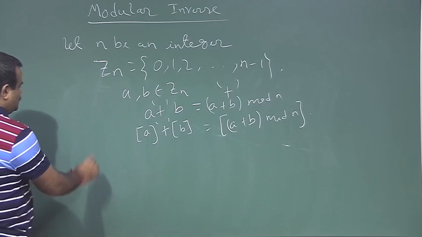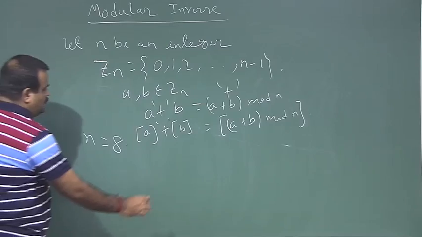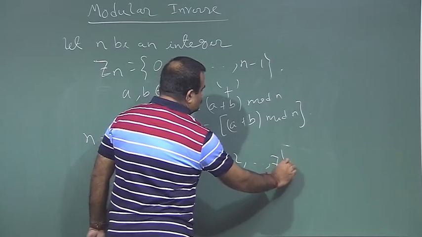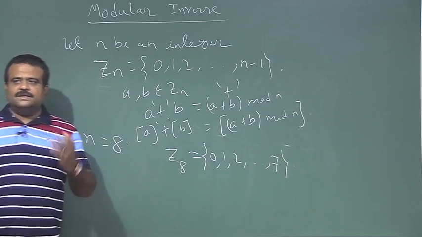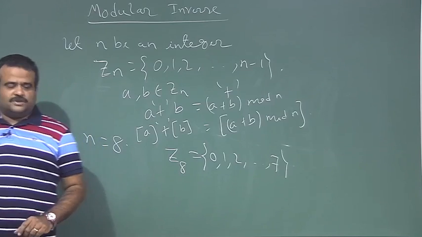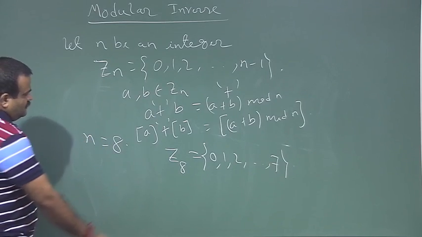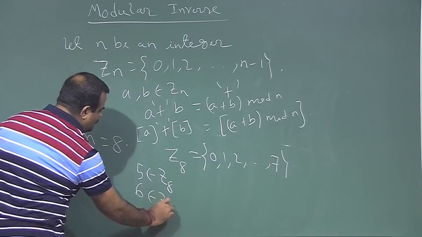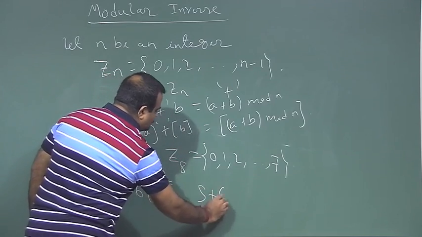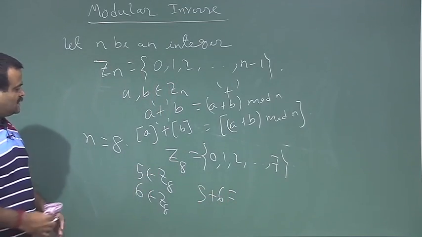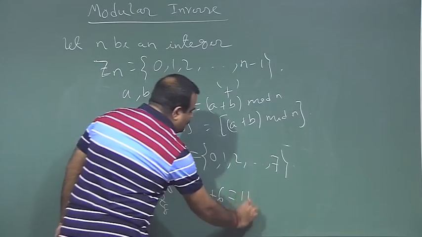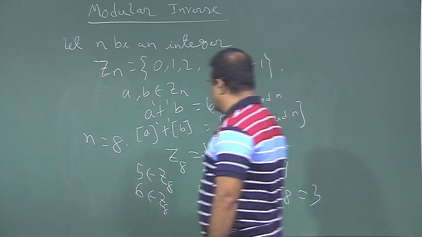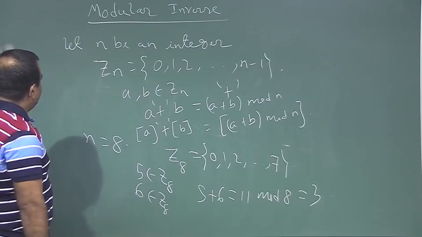So, say n is equal to 8. What is Z8? Z8 is 0, 1, 2 up to 7. If you take any integer and divide by 8, the remainder will be from 0 to 7. Now how do we define addition? If you take two elements, say 5 belongs to Z8 and 6 belongs to Z8, then 5 plus 6, with integer addition, gives 11, but 11 mod 8 is 3.